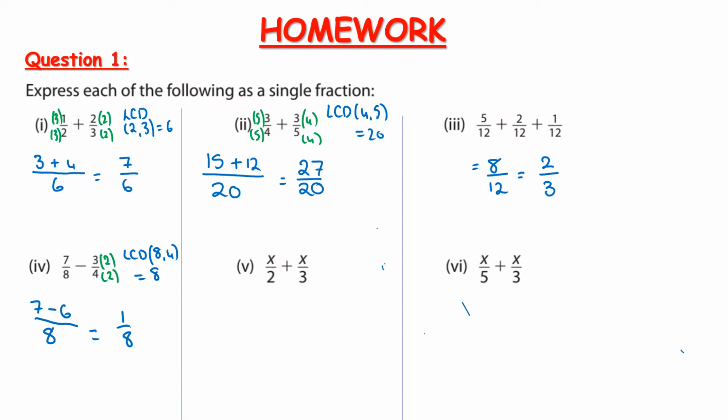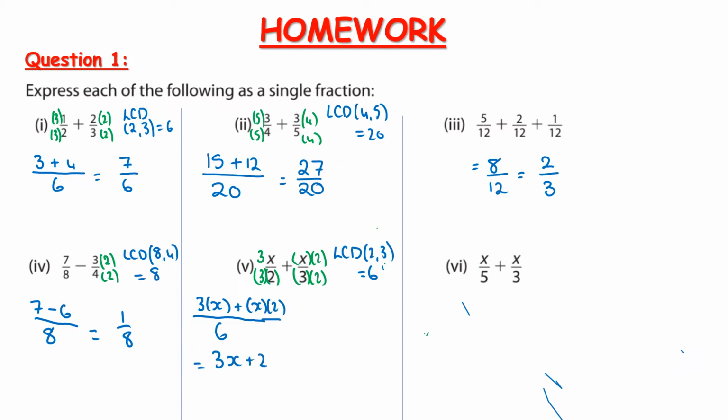Then we got into some algebra fractions. So 2 and 3, 6 is the lowest common denominator. Top by 3, bottom by 3, bottom by 2, and this top by 2. So now we're going to combine them, so over 6, and we get 3 by x plus x by 2. Tidy up that numerator, we get 3x plus 2x over 6, and that is 5x over 6.